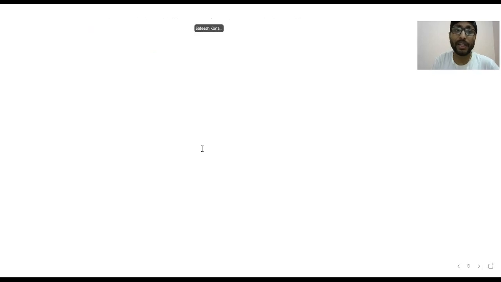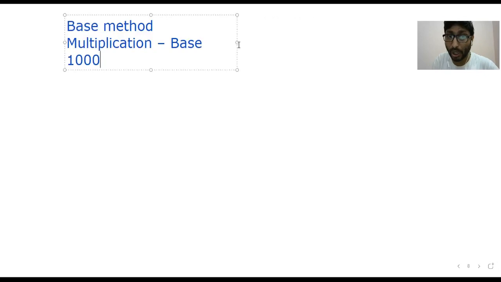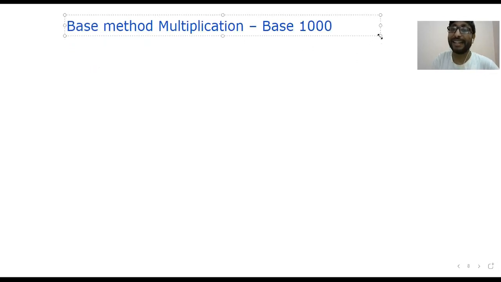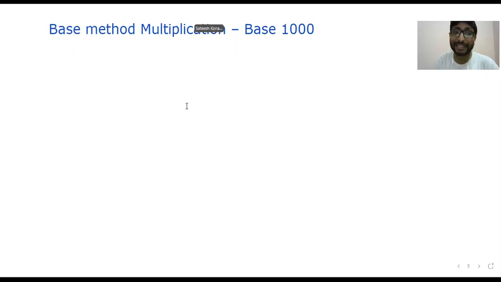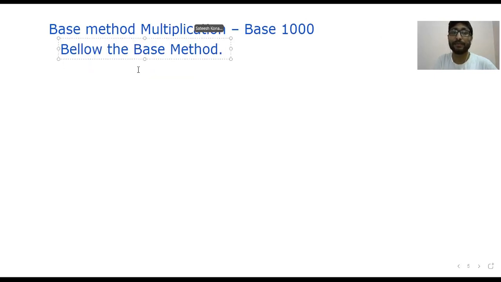The number of digits in the right hand side should be equal to the number of zeros in the base. How many zeros are here in the base 1000? 3 zeros. So the right side answer should be 3 digits.